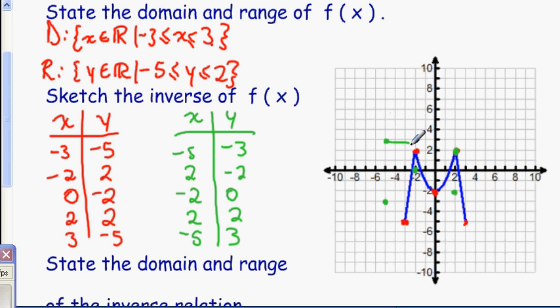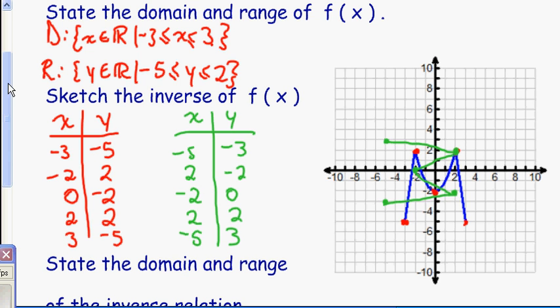So I have a line connecting these 2 points, and then I have my parabola, and then I have a line connecting my last 2 points here. So it looks a bit messy on the graph. That's why I chose to do it in a different color. But you can still see that the entire graph has been reflected on the x or y axis.